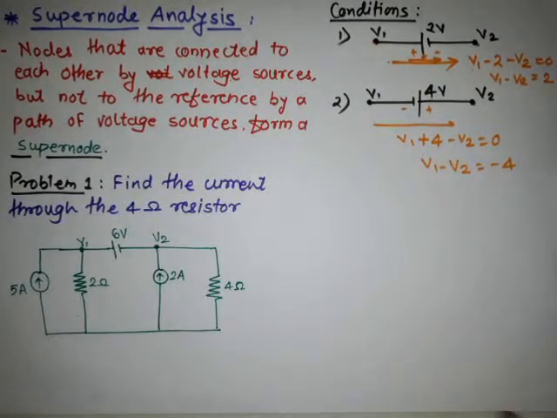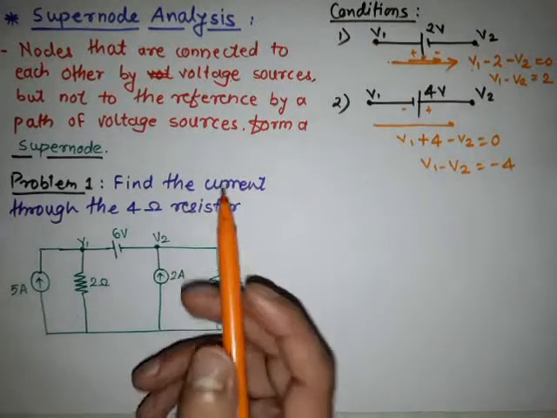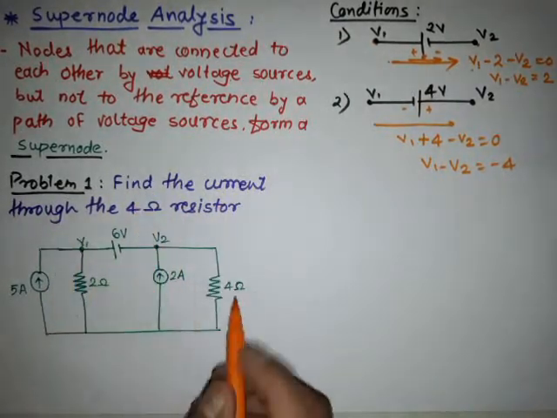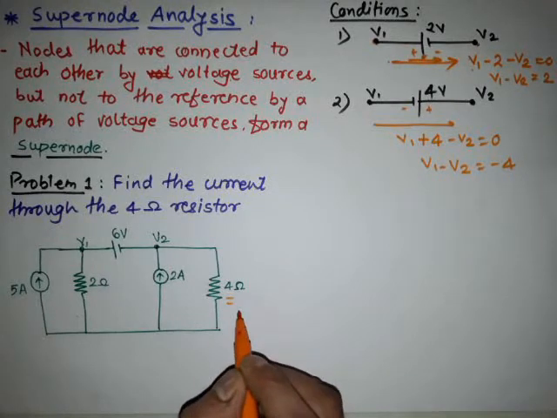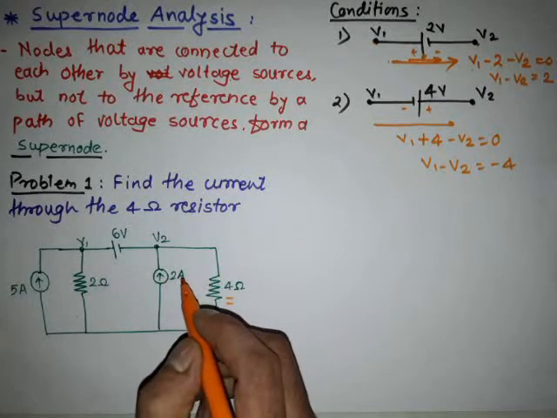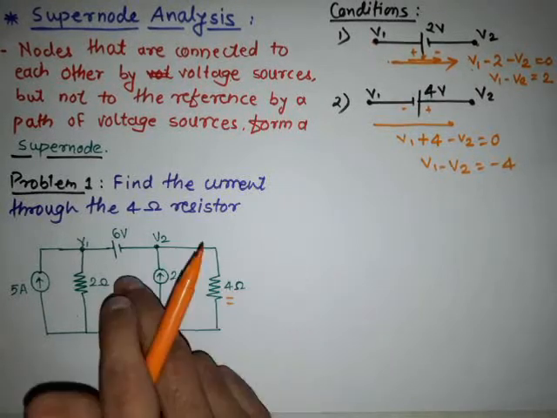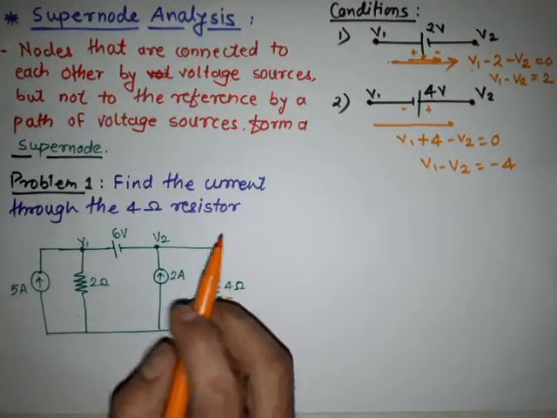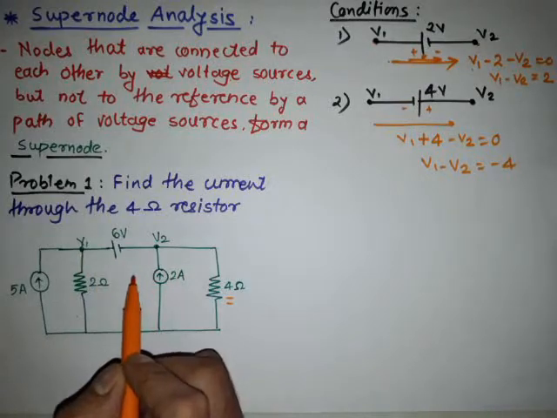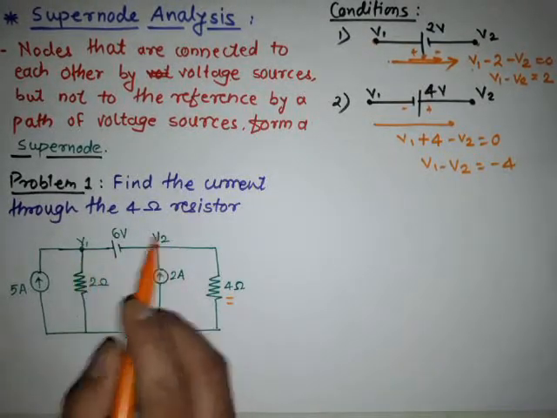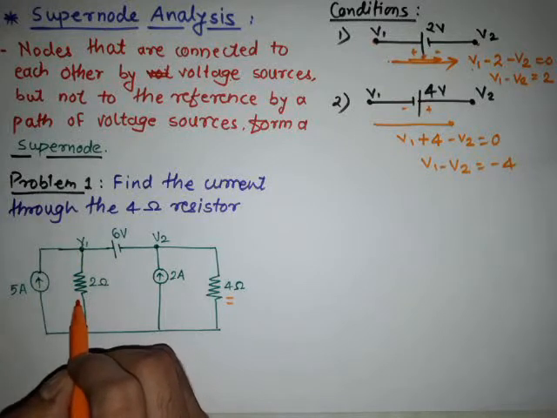Now we will consider one problem. Find the current through the 4 ohm resistor. We have to find the current through this 4 ohm resistor. All the steps which we used in the nodal analysis are the same here, but here we are considering the supernode. For one supernode we are considering two equations, that means this equation, and we are applying the KCL at different nodes.